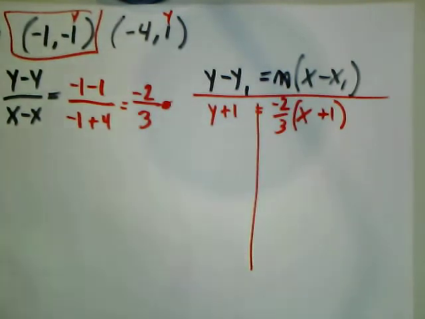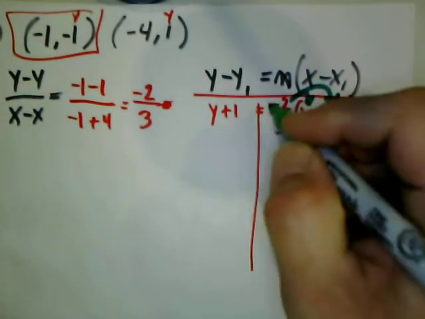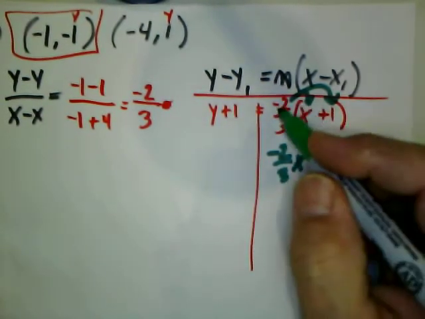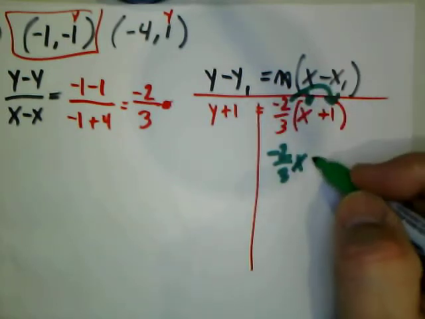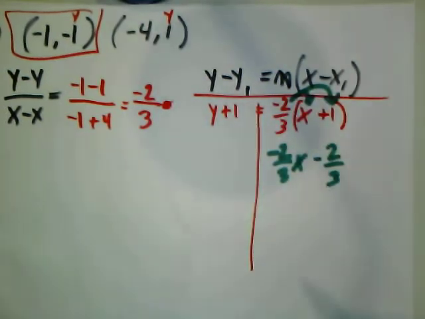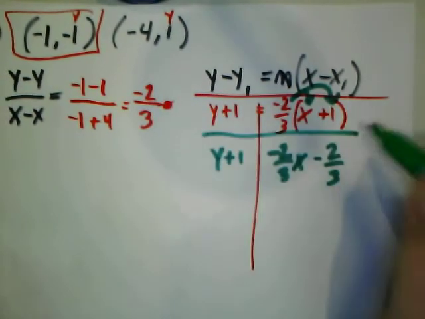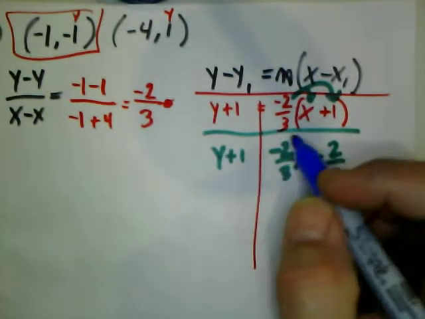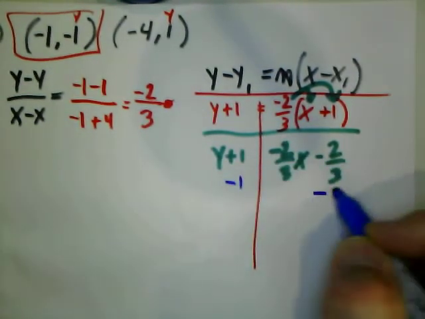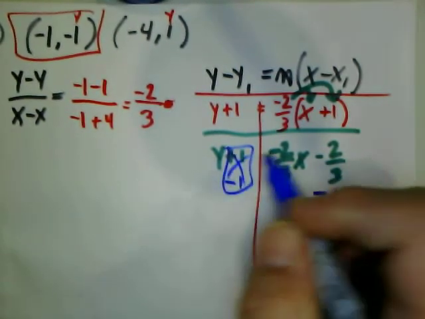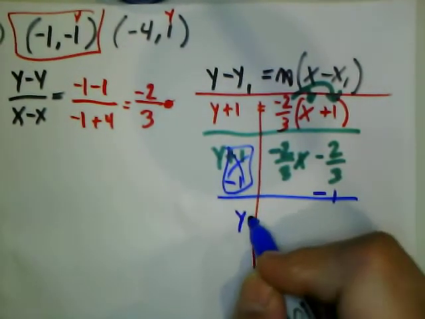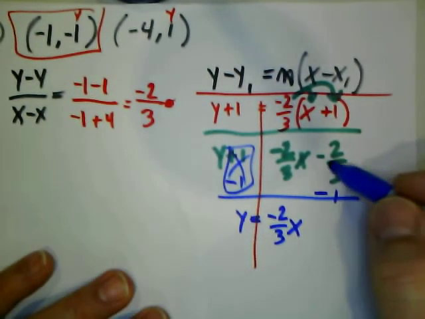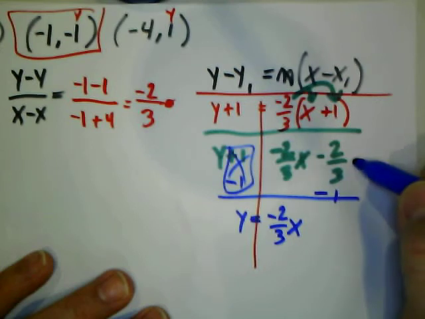So we're going to distribute. Negative 2/3 times X, negative 2/3 X. And then negative 2/3 times 1 is negative 2/3. And as you can guess, this one's going to turn out to be a fraction. I'll do the best in my head on these fractions. We're going to subtract 1. And I'm going to work this one out: negative 2/3 X. And then we have negative 2/3 minus 1. So we're looking at minus 1.